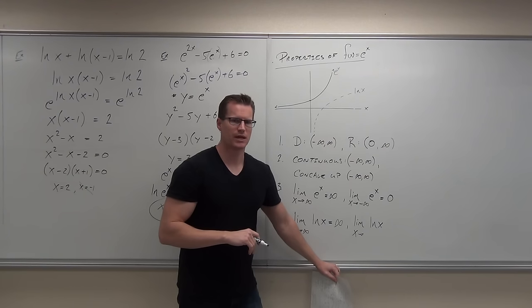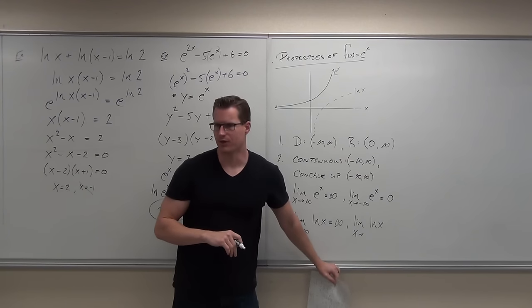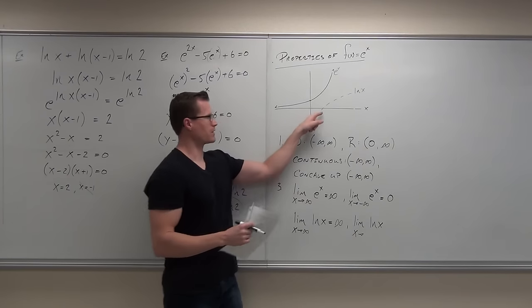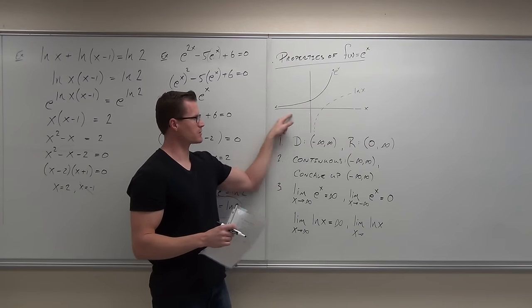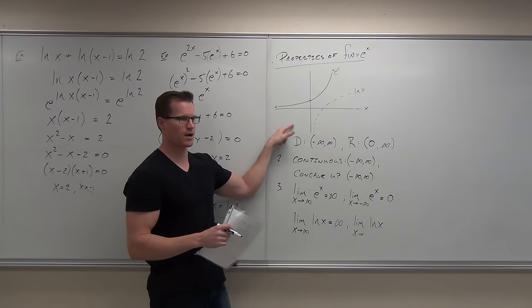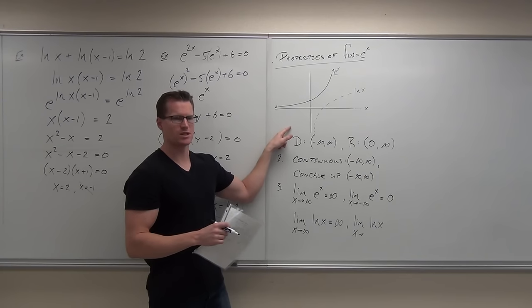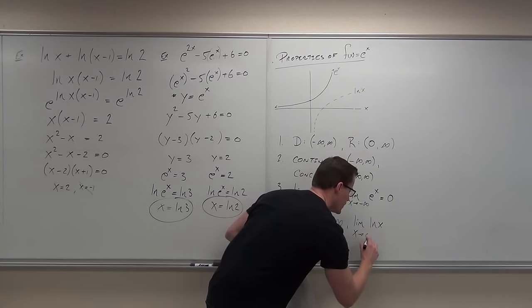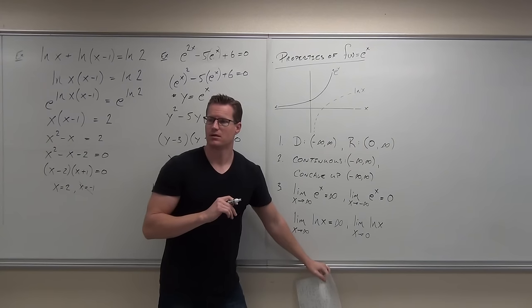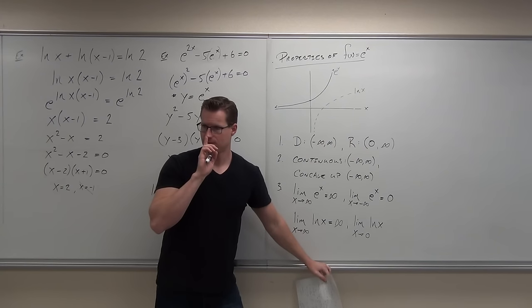Can I plug in negatives at all to my ln function? No. Look at this, the dotted line. Are there any negatives over here? Does the dotted graph exist over here? Then that would make no sense. What number do I want to see this approach? Zero. Can I do this? Would that make sense? No, it has to be from the positive side.